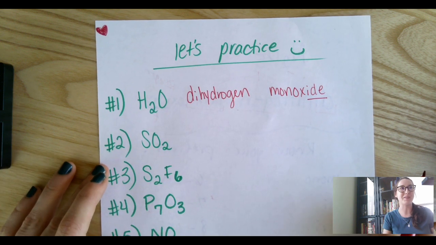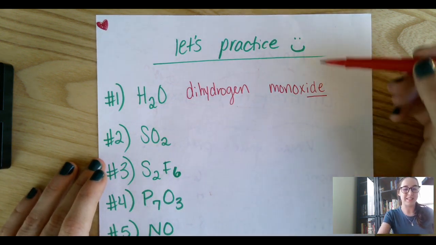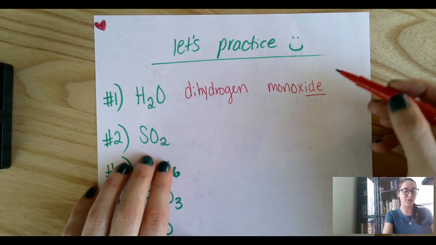So next time you're at the dinner table, ask your parents for a glass of dihydrogen monoxide, all right? That's a good joke always.